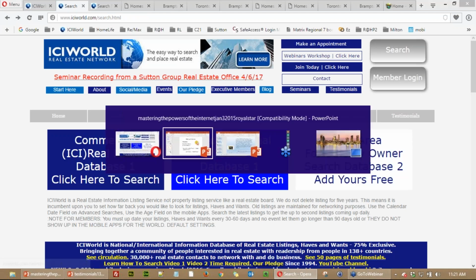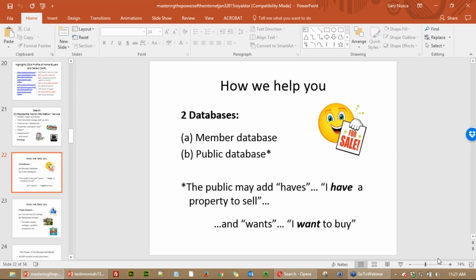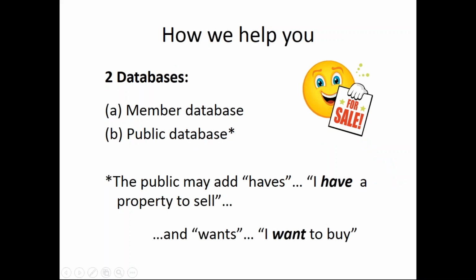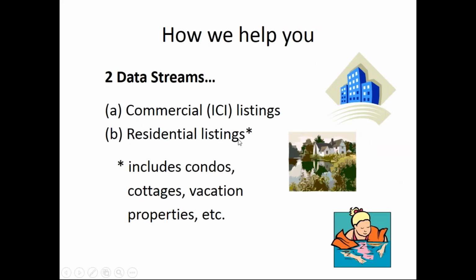Okay, so I just wanted to show that. So those were the 2 databases that you see here. Let's go next. We also have commercial and residential listings. I think we've already covered that. If you want a cottage, as long as you put the word cottage in the subject line, you can search on ICIWorld, click on cottage, and a whole list of cottages pop right up.